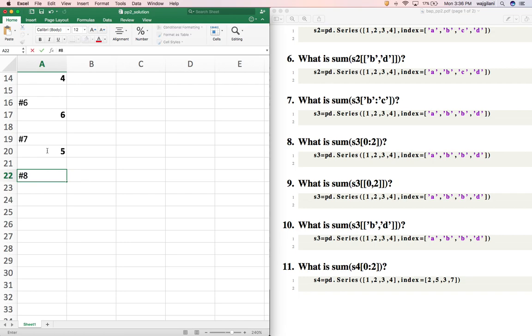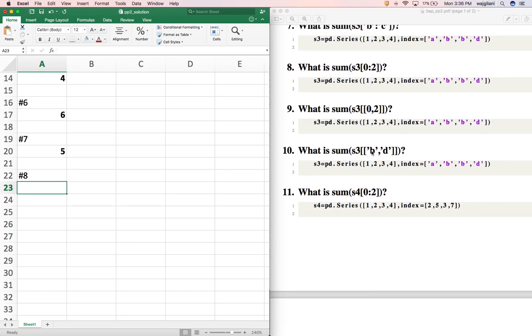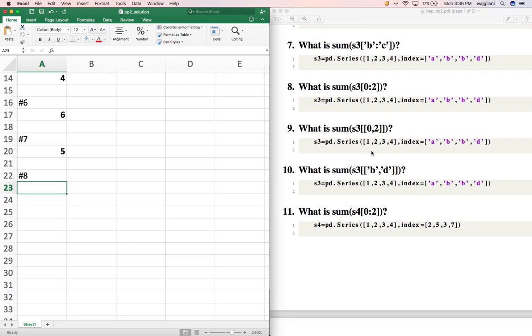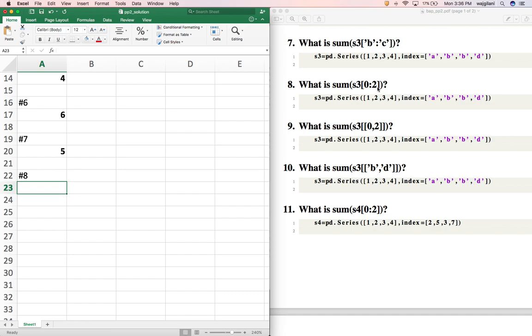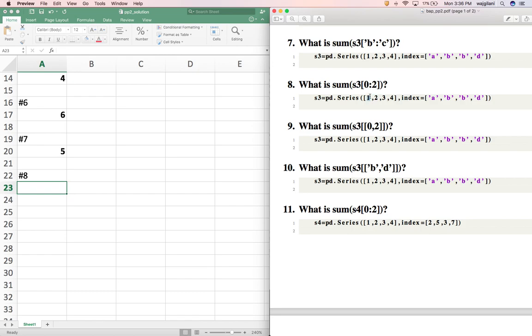Now we're on number 8. Okay, now we're finally on number 8. And on number 8, guys, I have the question. Again, we're doing 0 colon 2. No problem, this should be straightforward. If it's 0 colon 2, you're grabbing the first value and the second value. But again, that 2 will be exclusive, not that 3 value. So your answer for number 8 will be 3.